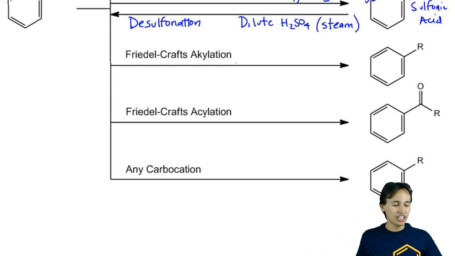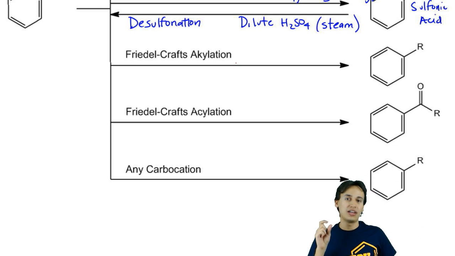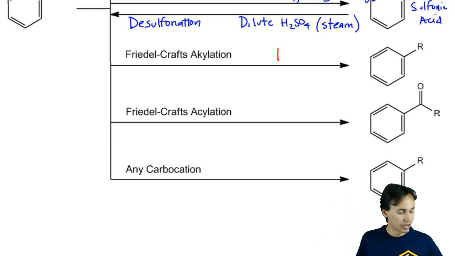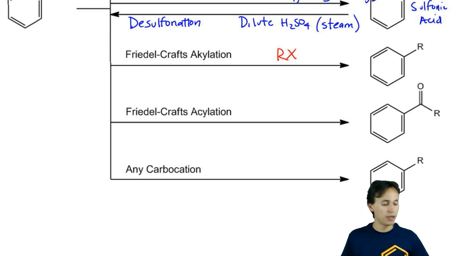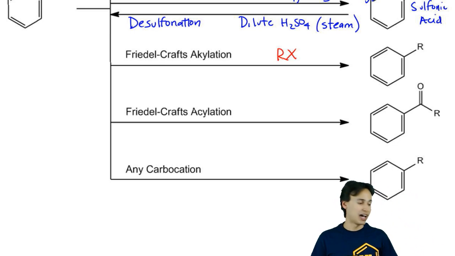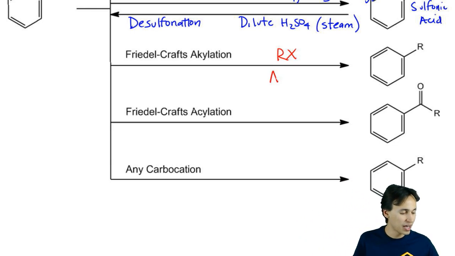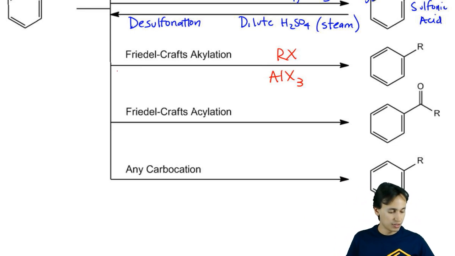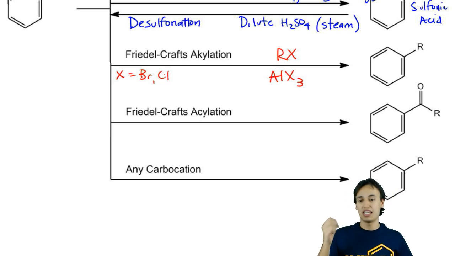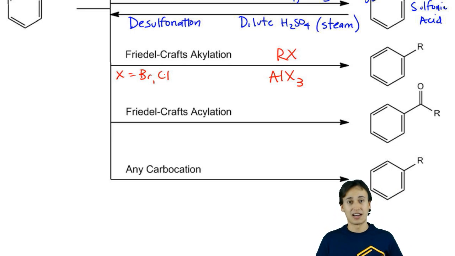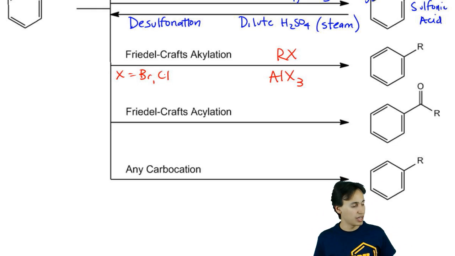So alkylation would be the reaction of an alkyl halide, so it would be RX, okay, with a Lewis acid catalyst, okay? And that Lewis acid catalyst for Friedel-Crafts reactions is going to be an aluminum catalyst, so it's going to be AlX3. Once again, X is really equal to only bromine and chlorine in these cases. And you want to use the same X in both of them. As we're going to see in the catalyst, it might actually matter, okay?